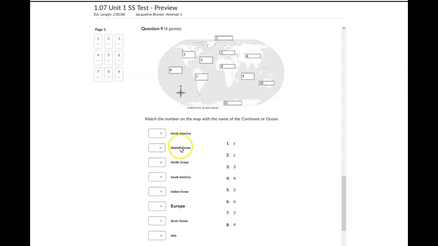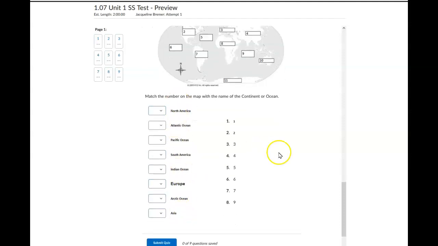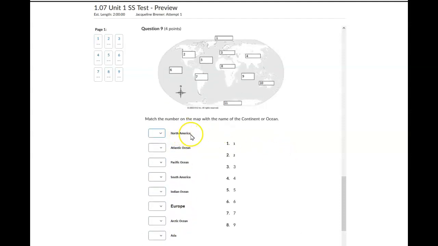And these may be mixed up, but which one is showing North America? Which one is showing the Atlantic Ocean? Okay, so North America is at what number? The Atlantic Ocean is at what number? The Pacific Ocean is at what number? South America, Indian Ocean, Europe, Arctic Ocean, and Asia.